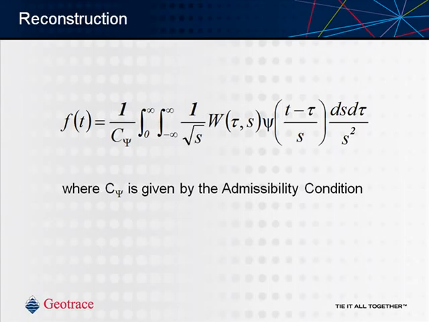This is just the reconstruction formula. It is a double integral because you're going from a function of two variables to a function of one variable, which is back to a time series. This is just showing you that function. Again, this comes from your admissibility condition.